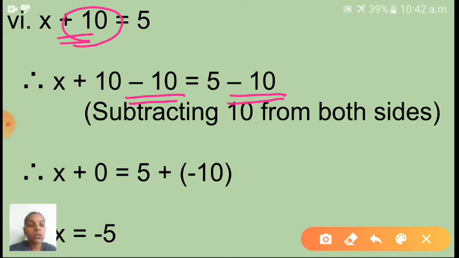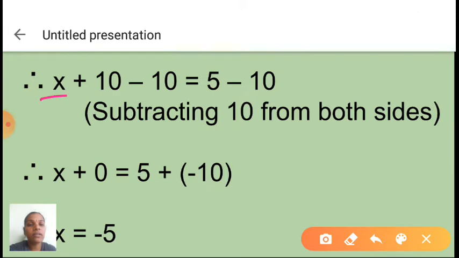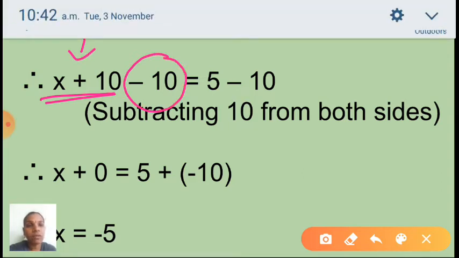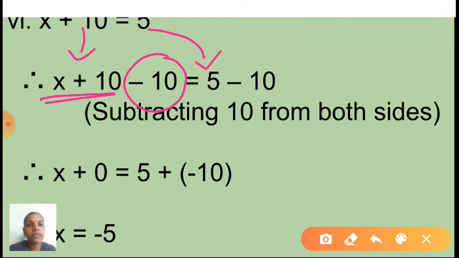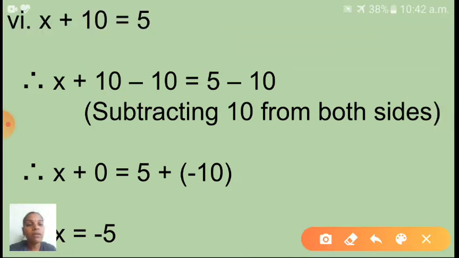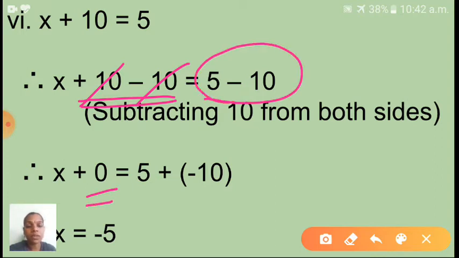So x plus 10, see here children, I have written this. In the next step I have written the question here, and extra I have written minus 10 is equal to this 5. Yes, on both sides I have written minus 10. See here, next is this one, 0. So x plus 0 is equal to 5 minus 10.